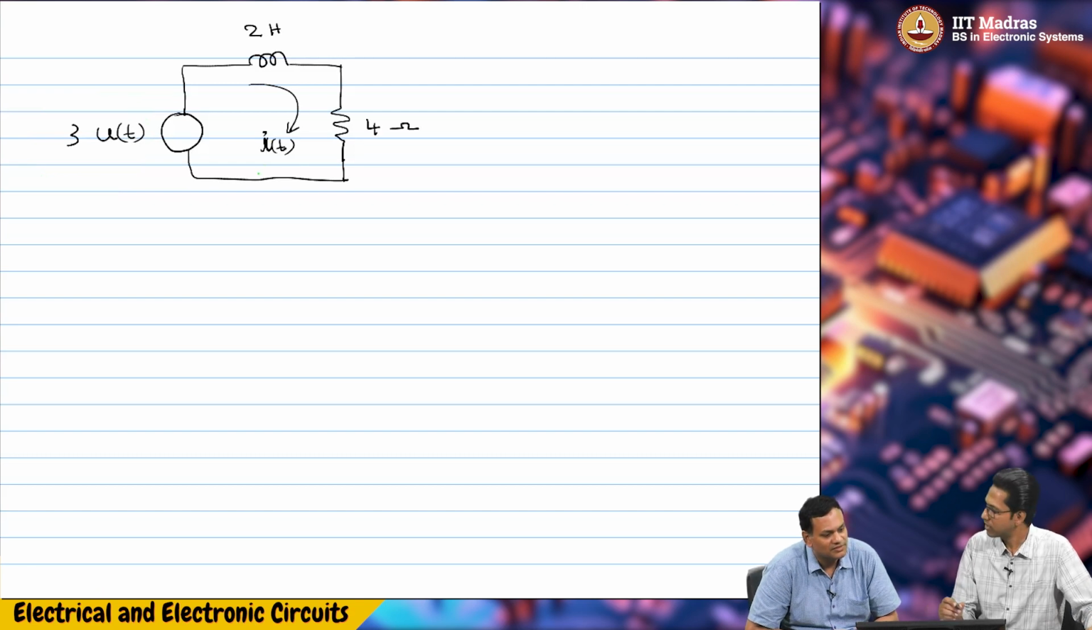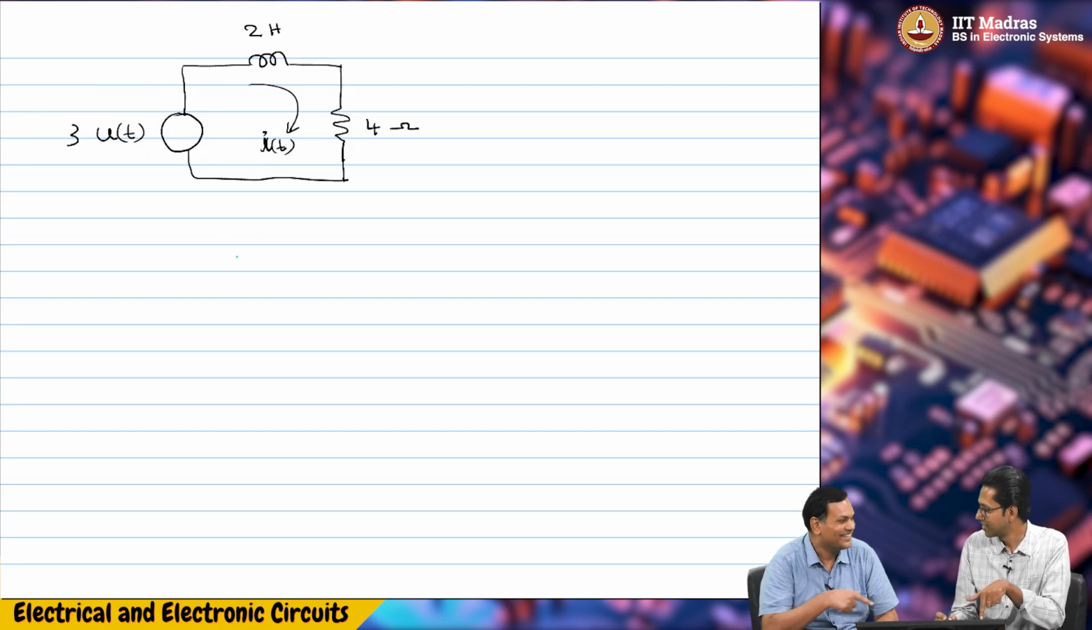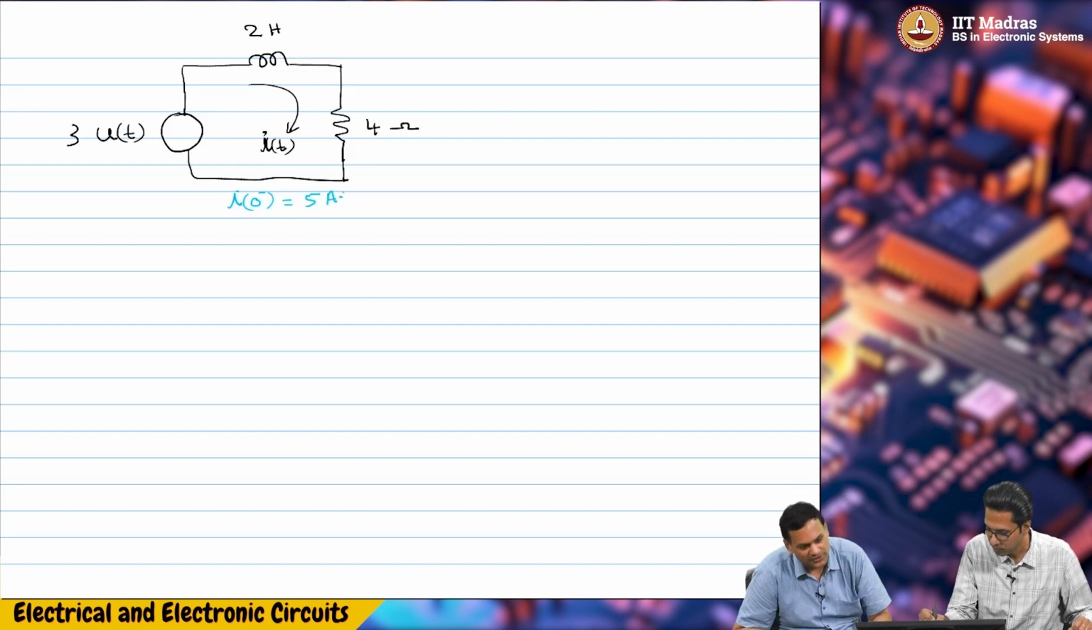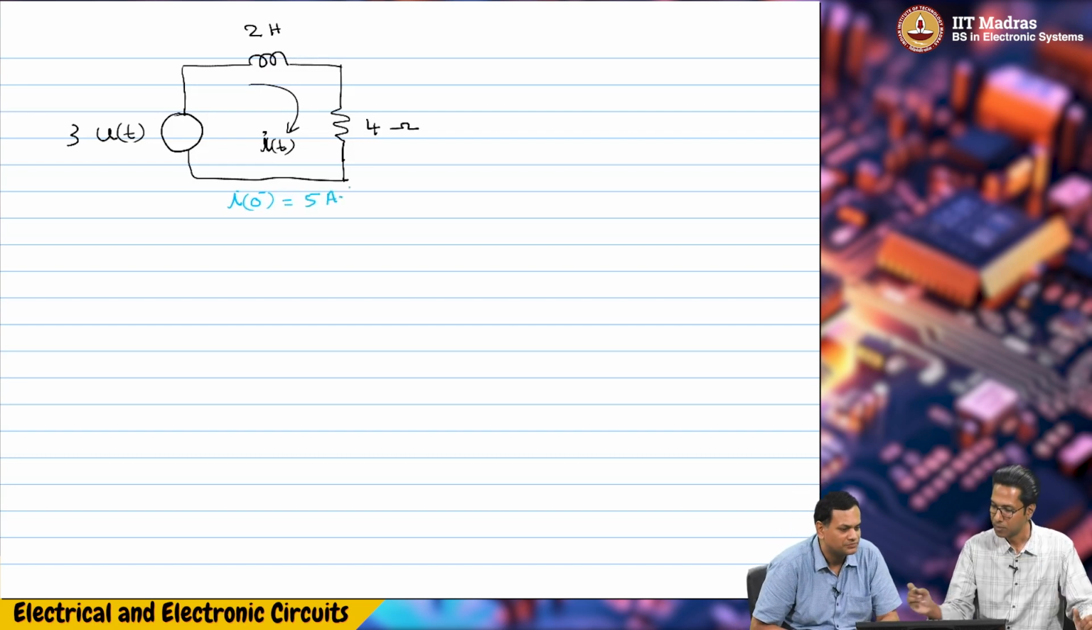Should we keep some initial condition also? Sure, because our powerful technique also handles that. So let's say I of 0 minus is some 5 amperes. Sure. Keeping this, we'll start writing our differential equation.